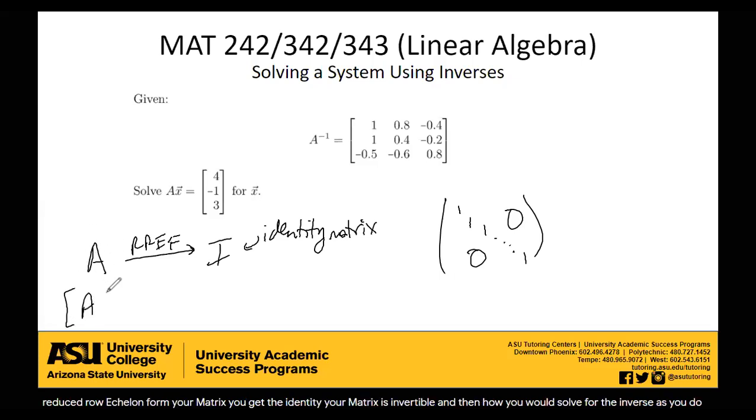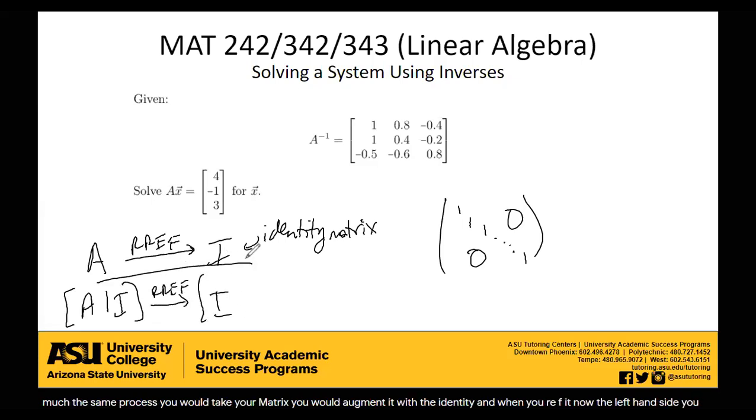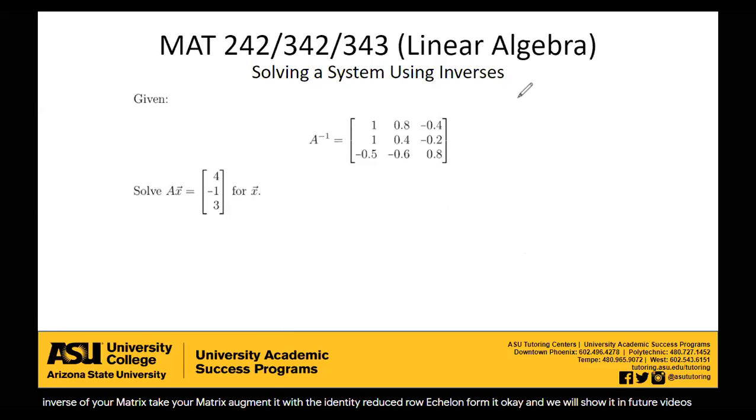You would take your matrix, you'd augment with the identity, and when you RREF it, now the left-hand side you should get the identity, right? Because that's what we expected. And on the right-hand side is where your inverse is. So this is how you find the inverse of your matrix. Take your matrix, augment with the identity, reduce row echelon form it. And we will show in future videos, when we talk about the determinant of a matrix, another method of showing your matrix is invertible. Cool. So that's the whole process. That's what we've discussed up to this point.